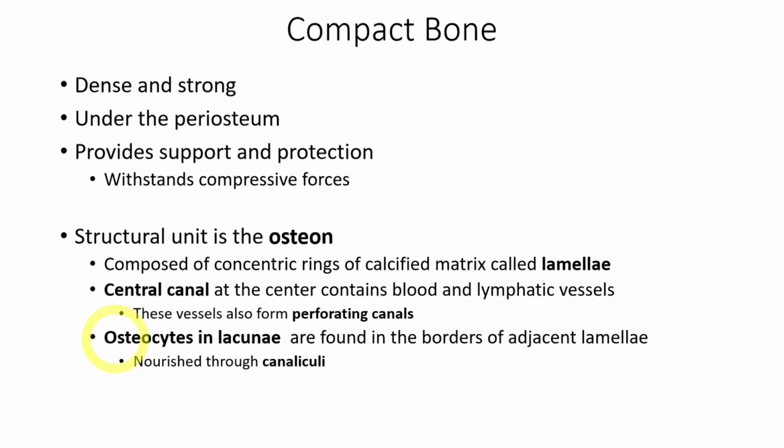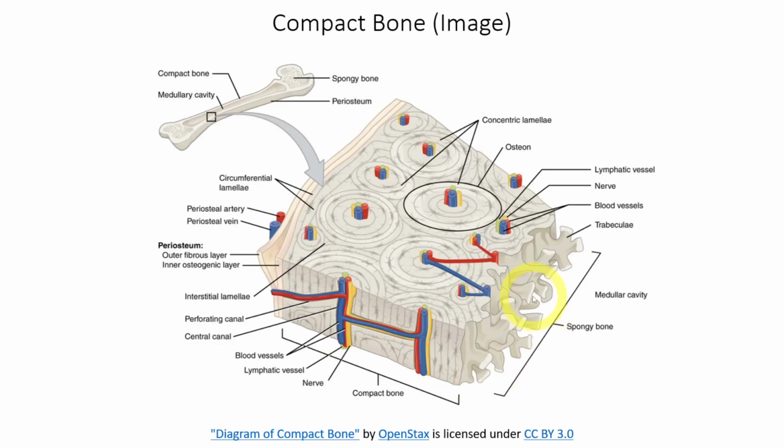Osteocytes live in little caves called lacunae, nourished by canaliculi in the osteons. So let's find all the structures. We have blood vessels hanging out with the periosteum, and then they dig through the periosteum and form this perforating canal. Then they start going straight up and down in these columns of osteons, and when they're going straight up and down, they're in the central canal.